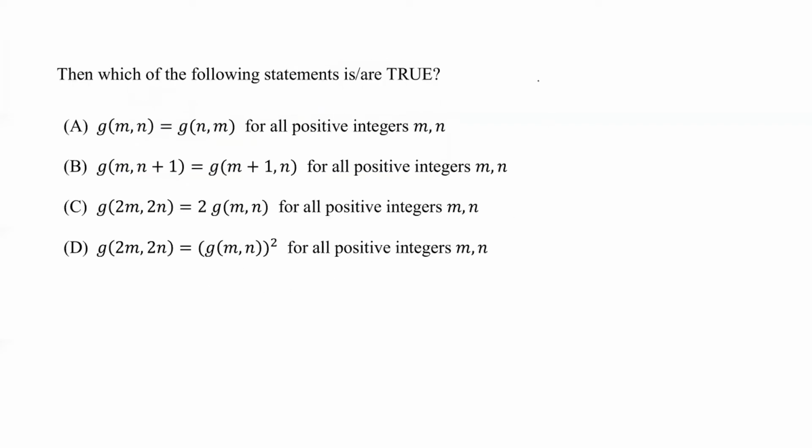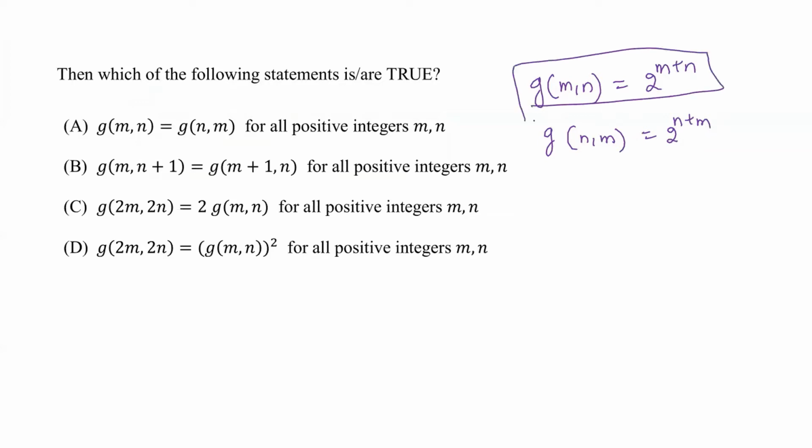Okay, so what do we got here? g of m comma n is going to be equal to 2 raised to m plus n. So first option says g of m comma n is going to be equal to g of n comma m. Yeah, obviously g of n comma m is going to be equal to 2 raised to n plus m. So only m and n are getting interchanged. So these two values are going to be same. So automatically option A is correct.